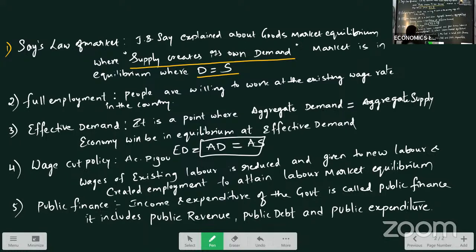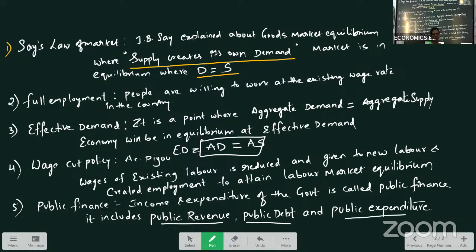Now, we have already done what public revenue is. Income of the government from various sources is called public revenue. There are two sources, tax revenue and non-tax revenue. So you have to write that here. That is one SAQ. What is public debt? Borrowings of the government when expenditure is more than income. They borrow either within the country or outside the country. Within the country is called internal debt, and outside the country is called external debt.